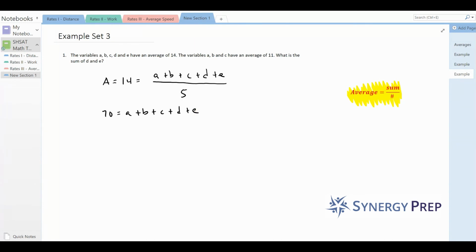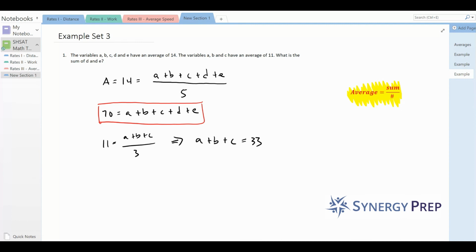Now, we have the average of A, B, and C given as 11, right? So 11 is equal to A plus B plus C over a total of 3 variables, which means that A plus B plus C will equal 11 times 3, or 33. So we have all of the information that we need. We have the sum of A, B, C, D, and E is 70, and the sum of A, B, and C as 33, right?